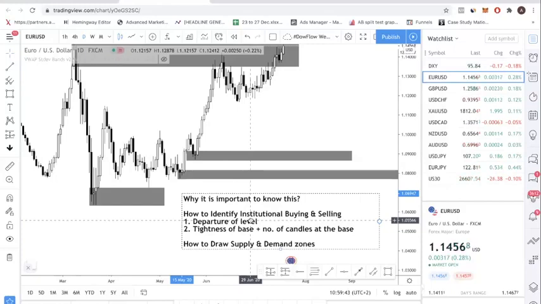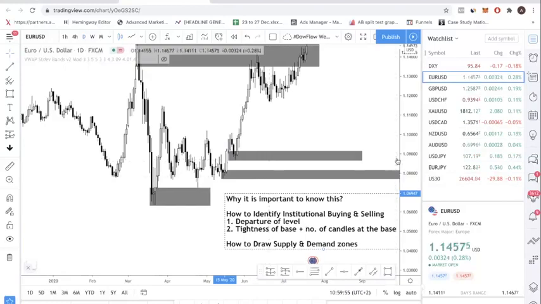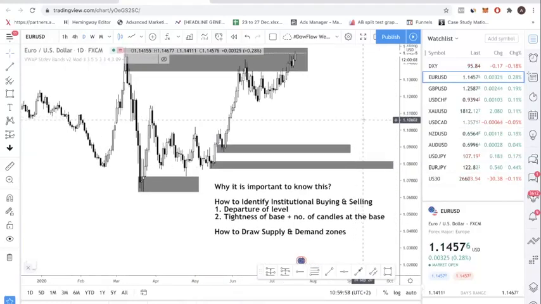Let's talk about the first one, which is the departure of the level. This works irrespective of what time frame you're looking at. It could be the H4, it could be the daily, but I would recommend you start off by looking at the day chart, because normally the day chart is very clear. If you are new to this and still struggling, start off with the day chart because it's cleaner. If you cannot identify the day chart, it's going to be very difficult for you to identify in the H4 or even the M15 chart, where price is a bit more choppy. So start off with the day chart.